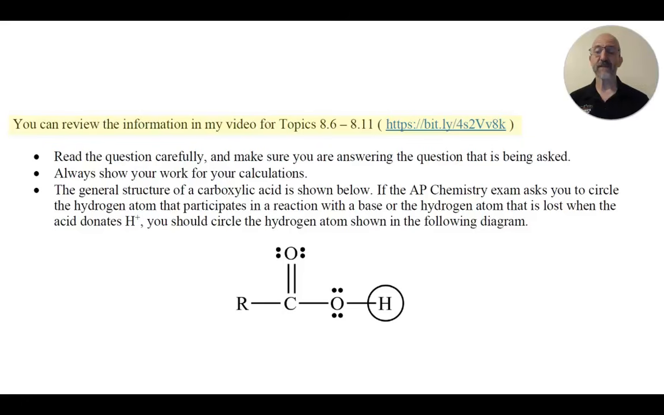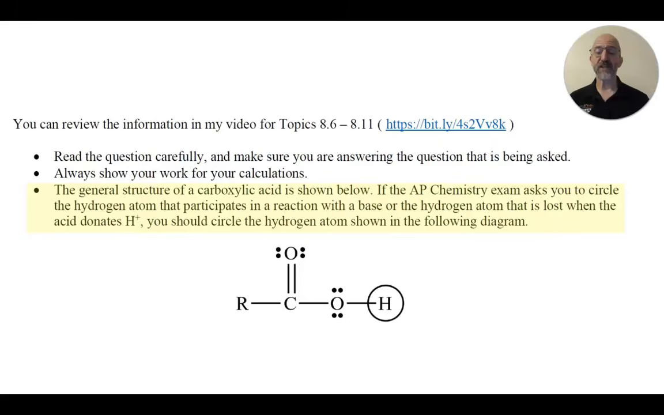My next piece of advice, read the question carefully and make sure you are answering the question that is being asked. Always show your work for your calculations, and as I mentioned in terms of topic 8.6 and carboxylic acids, the general structure of a carboxylic acid is shown below. And if the AP Chemistry exam asks you to circle the hydrogen atom that participates in a reaction with a base, or the hydrogen atom that is lost when the acid donates H+, then you should circle the hydrogen atom shown in the following diagram.